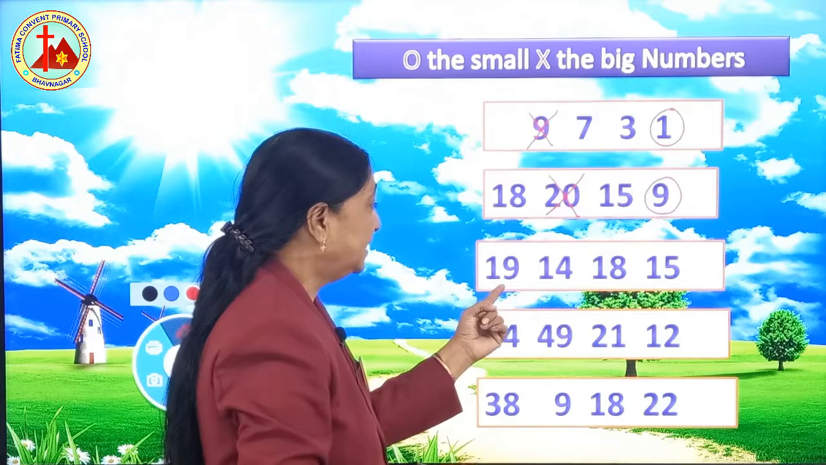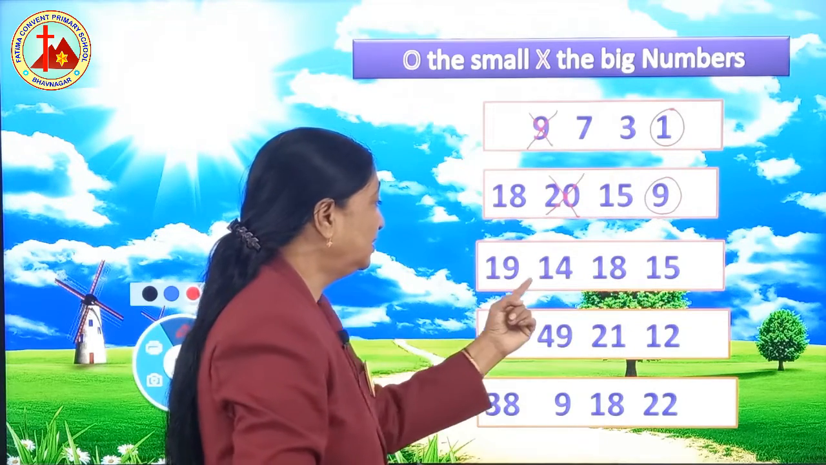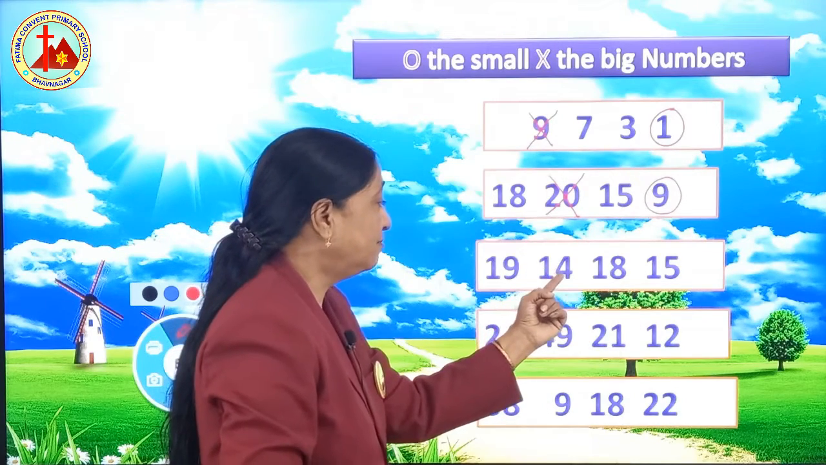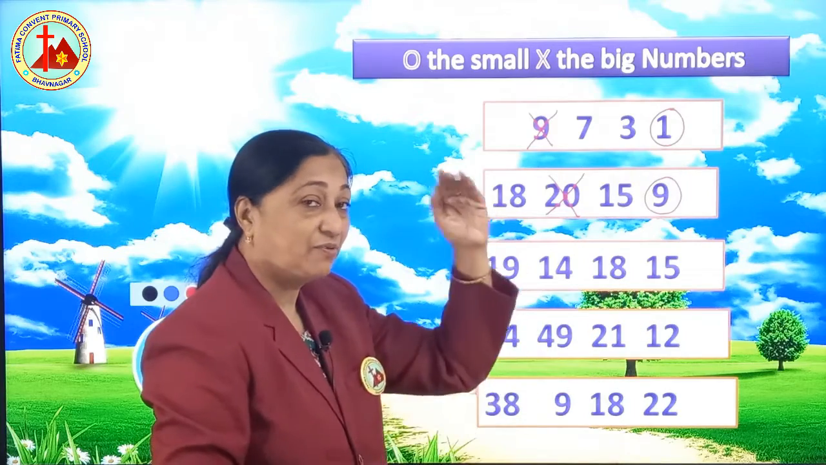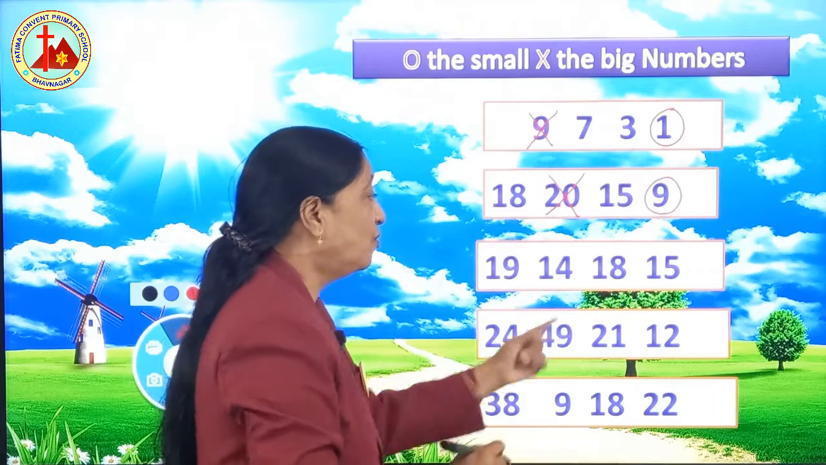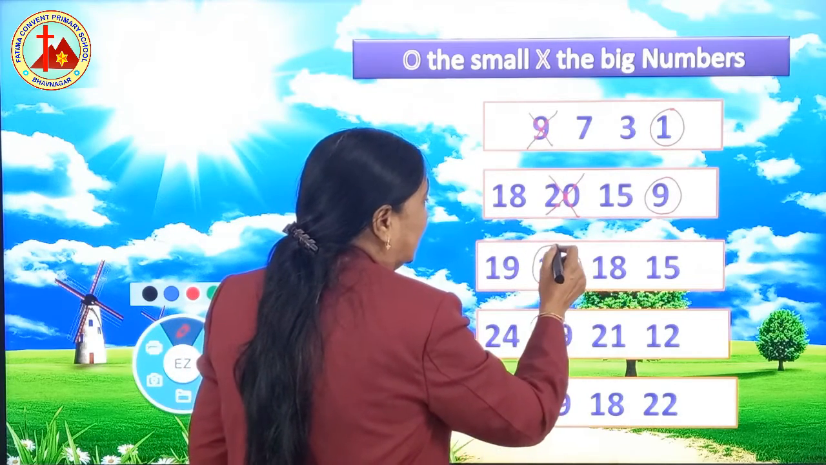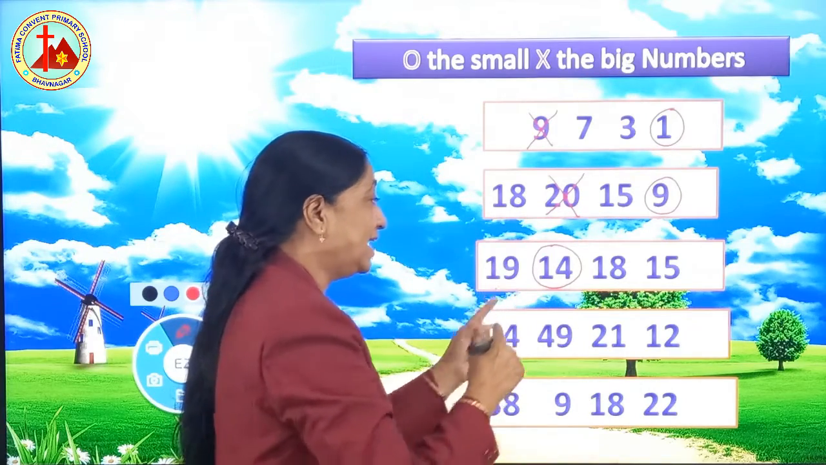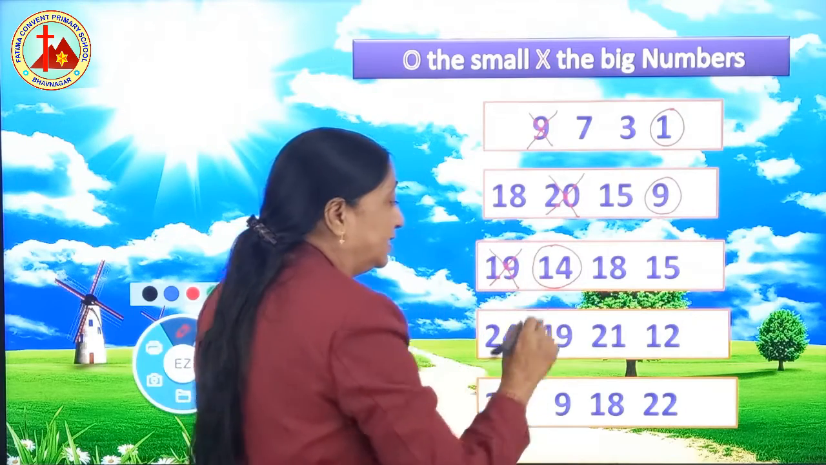Now the next, 19, 14, 18 and 15. See, all these numbers start with 1, they are similar. So the next is number 9, number 4, number 8 and number 5. So when you say from 1 to 9, which number comes first? 1, 2, 3, 4. Yes, so 14 is a smaller one. So we will circle that. And then which number comes last? 5, 6, 7, 8, 9. So 19 is a bigger number among all these 4 numbers.